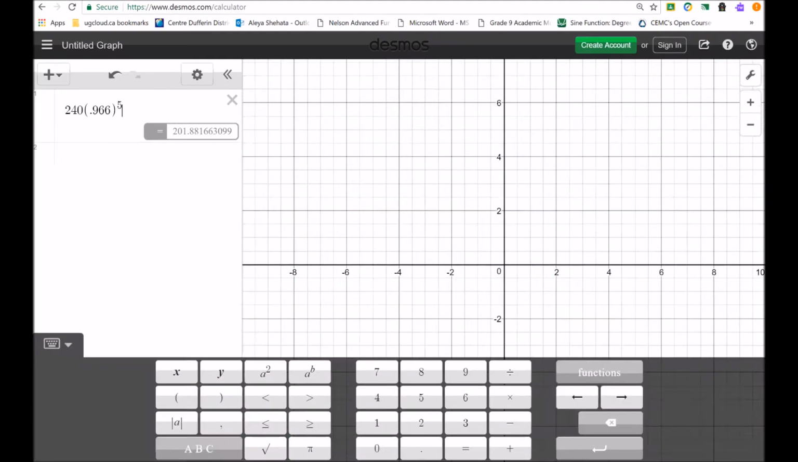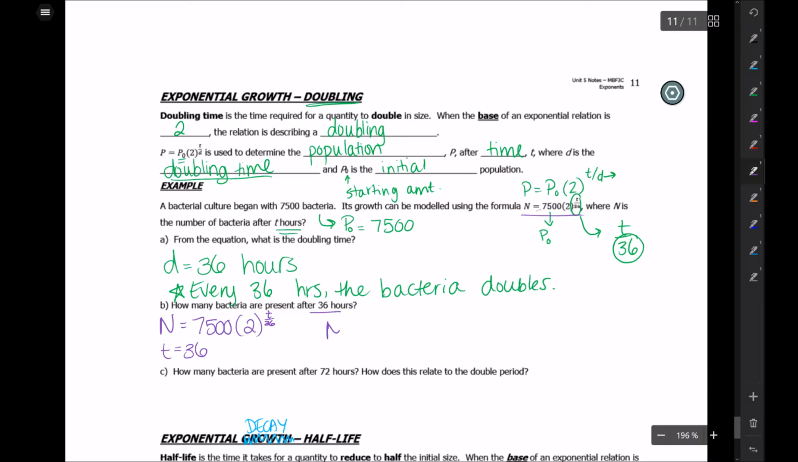So we're going to say here n equals 7,500 times 2 to the power of 36 over 36. Well, 36 divided by 36 is 1. So it's 7,500 times 2 to the power of 1. And we know 2 to the power of 1 is just simply 2. So I'm just going to multiply 7,500 by 2, and I get 15,000. Okay, which should make sense because after 36 hours it should double, and double 7,500 is 15,000.